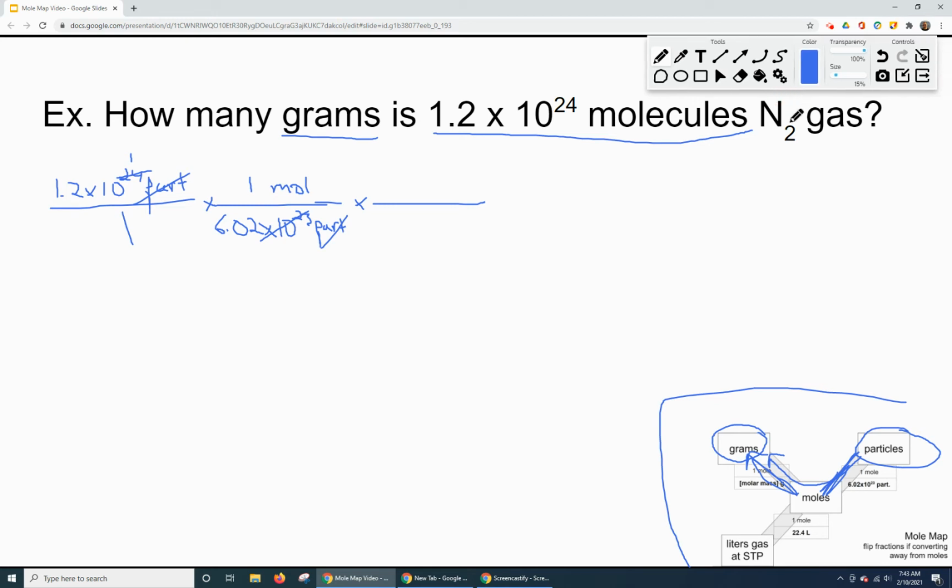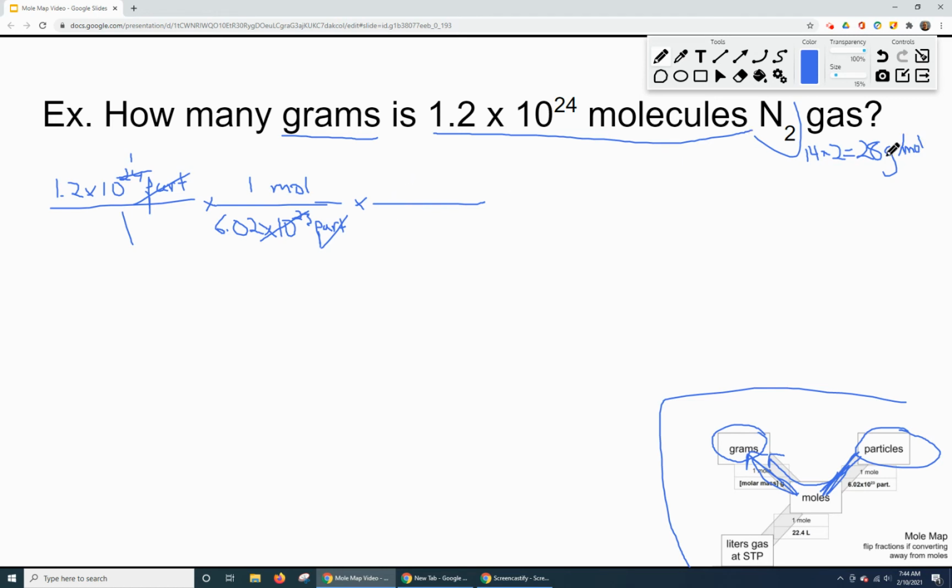So I need to look up N2 on the periodic table. Nitrogen is 14, and there are 2 nitrogen atoms, times 2. So this is going to equal 28 grams per mole. In other words, 28 grams of nitrogen is a mole of nitrogen.